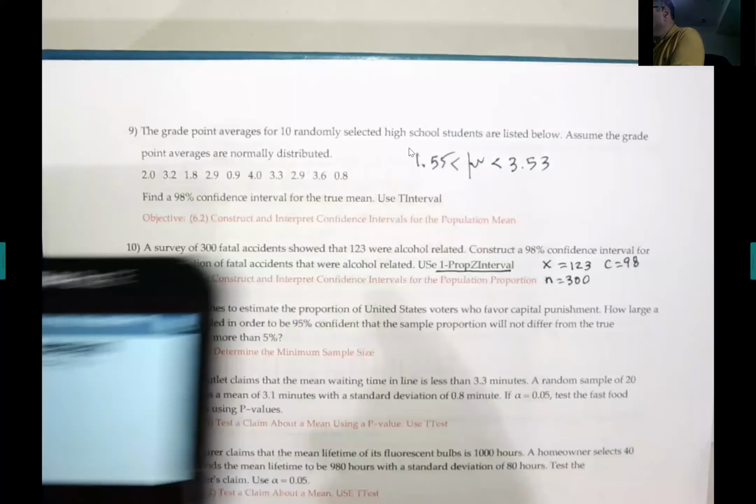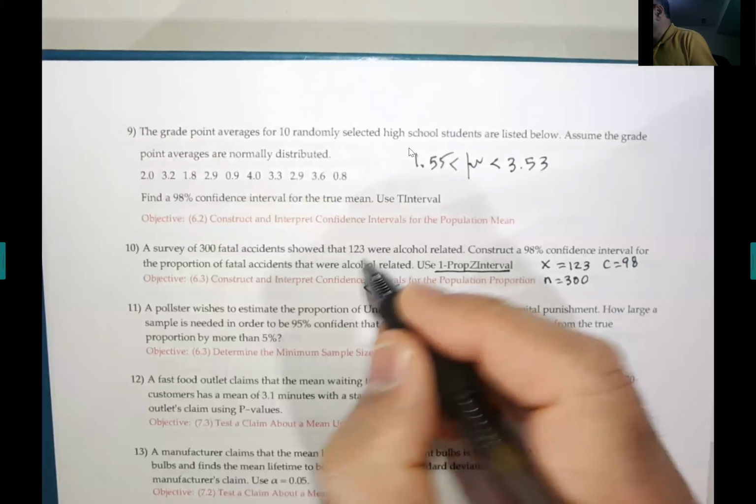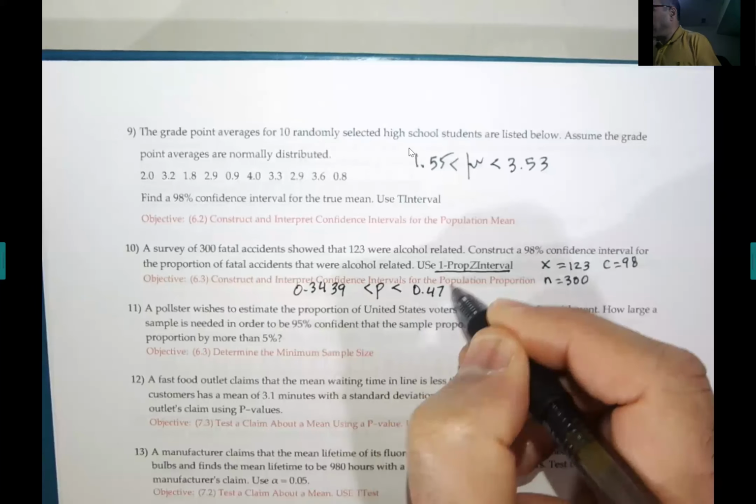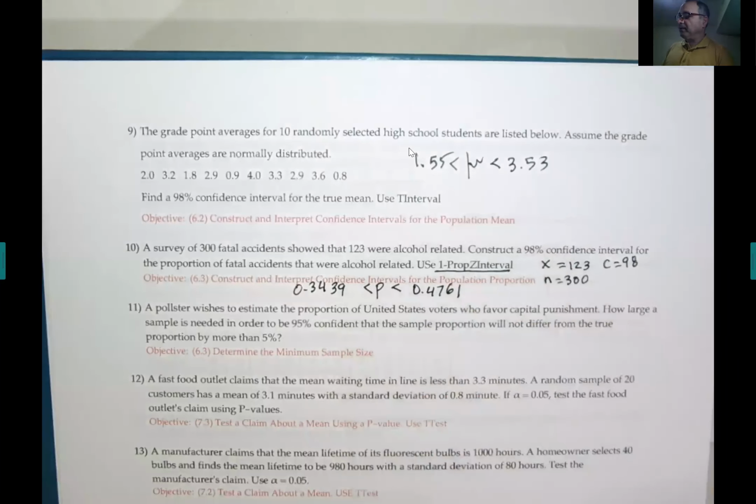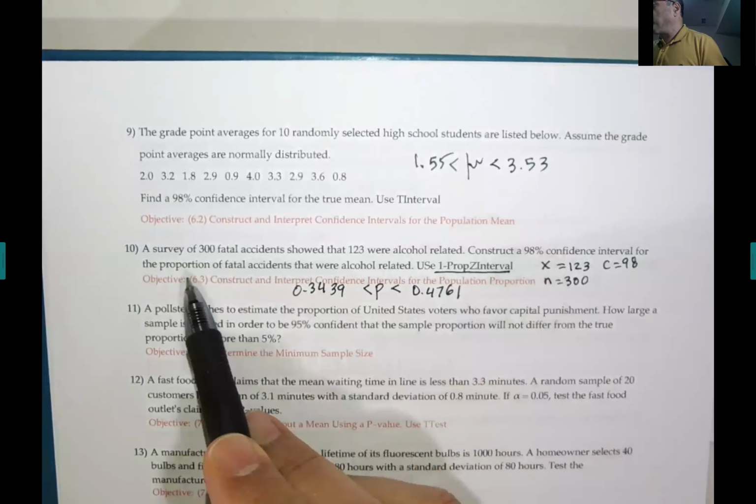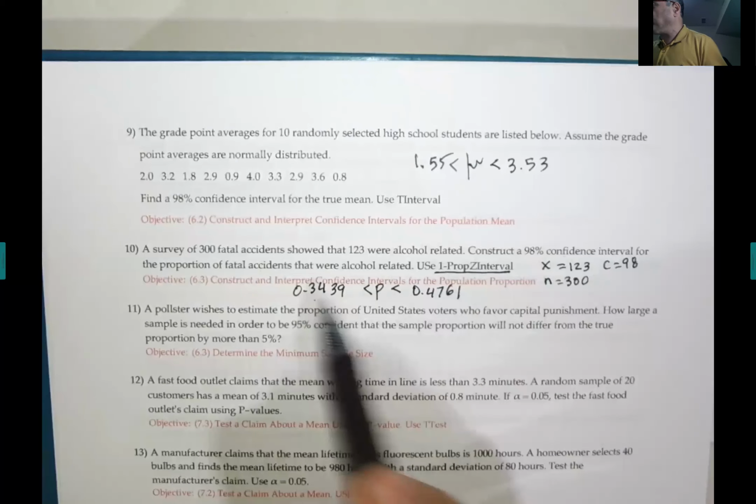P is between, let me write it. So I'm reading it off the calculator, 0.3439 and 0.4761. That is the proportion, the percent of fatal accidents that were alcohol related is between 34.39% and 47.61%. If you are to write this in a statement, you say with 98% confidence, we can say that the true proportion of fatal accidents that were alcohol related is between 34% and 47.61%.